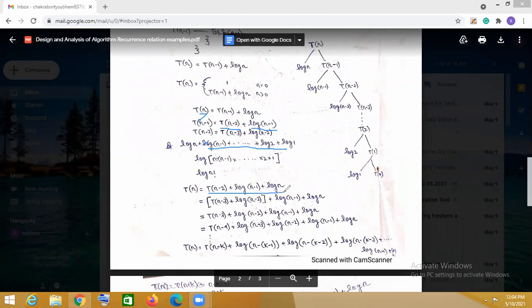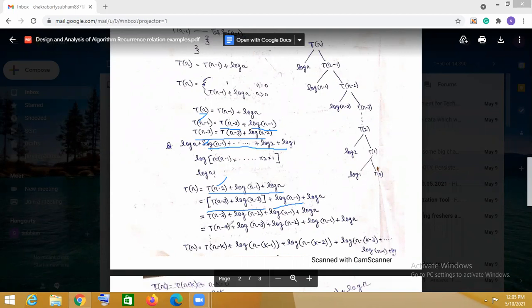So it looks like log n minus 2 plus log n minus 1 plus log n. Then this value should be substituted. Tn minus 2 equals Tn minus 3 plus log n minus 2. So Tn minus 3 plus log n minus 2 plus log n minus 1 plus log n. Same as that, if we substitute it again, it will become Tn minus 4 plus log n minus 3 plus log n minus 2 plus log n minus 1 plus log n. And if it continues up to k times, then what will it become?